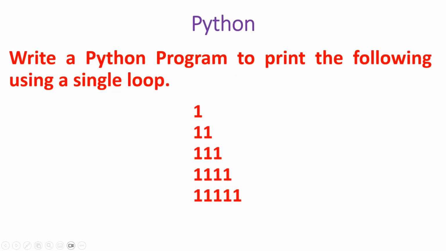Hello friends, we are going to write a Python program to print the following right angled triangle pattern using a single loop. We should not use the nested loop. For this we are going to write a Python program.